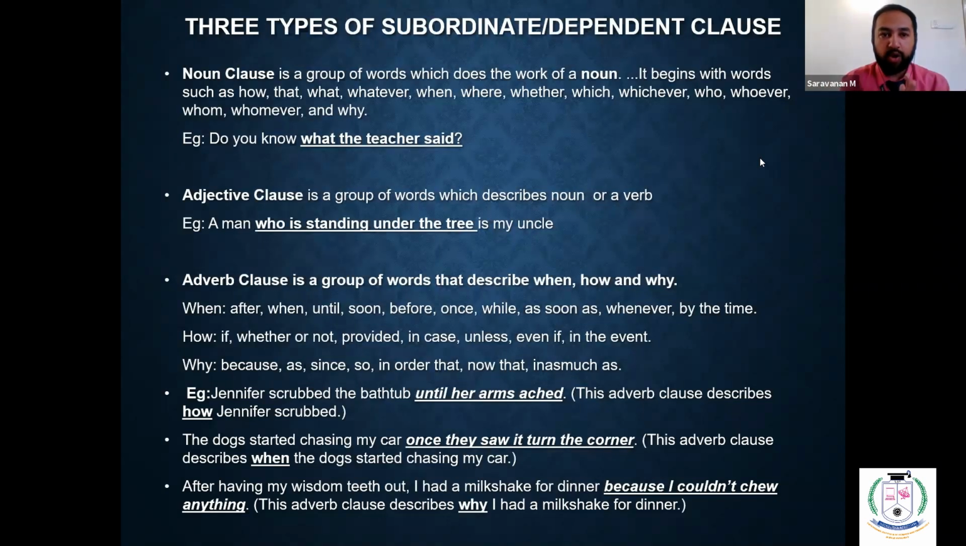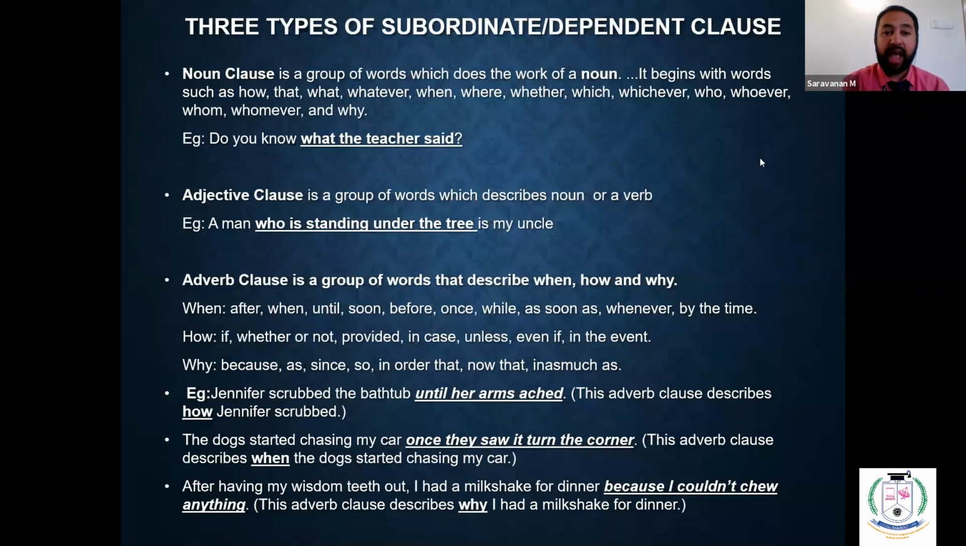See the example. Do you know what the teacher said? Here, what the teacher said, what is that? That is the clause which explains about the teacher. Do you know what the teacher said? So which clause is this? This is a noun clause. Why? Because it talks about what the teacher said. Understood?